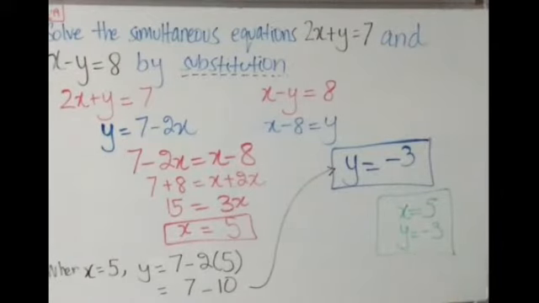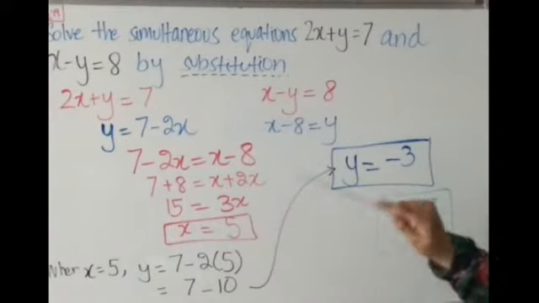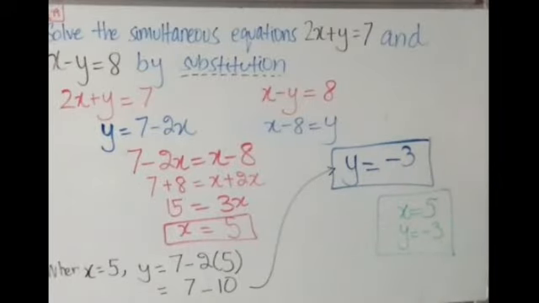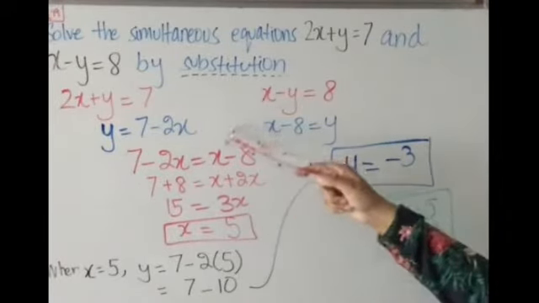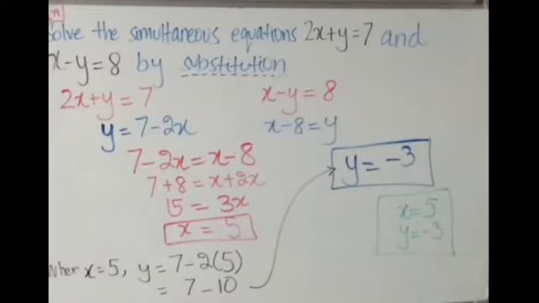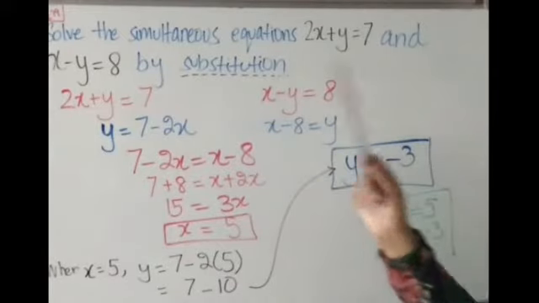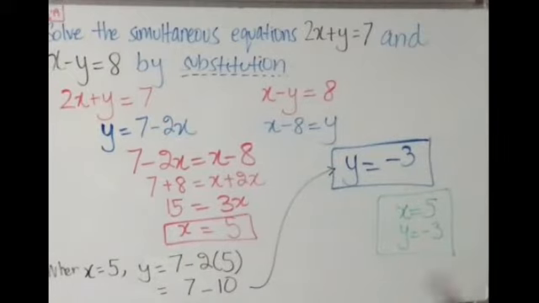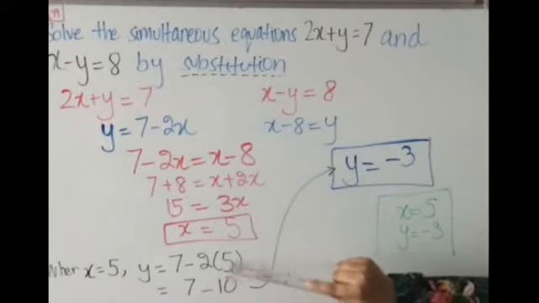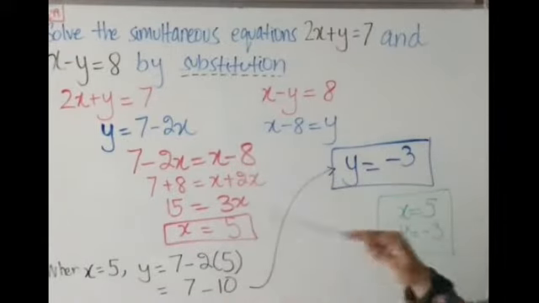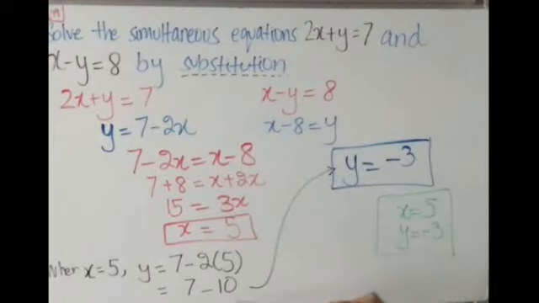To find the second variable, you would apply the same method, that is substitution. You would substitute the value of x into any of the equations. You could have chosen this one, that one, even this one, because all of them are the same, okay? I've chosen this one because it gives you directly the value of y. You don't have to move the terms here and there. So y is equal to 7 minus 2 bracket 5, because 7 minus 2x, and then you substitute the value of x. 7 minus 10, y equal to minus 3. So our final answer is x is equal to 5 and y is equal to minus 3.